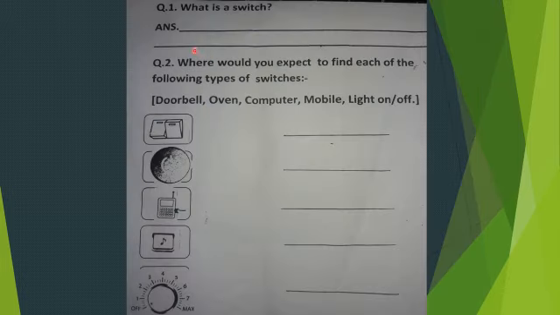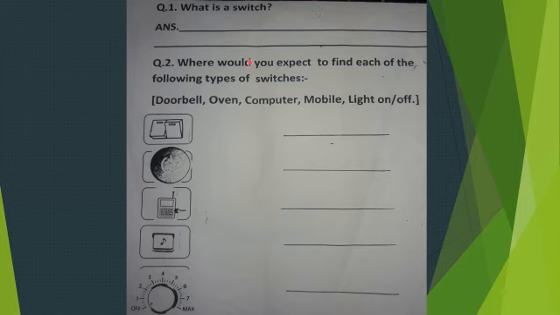Next one, this is homework for you. What is a switch? Something that can break the flow of electricity in a circuit is called a switch.